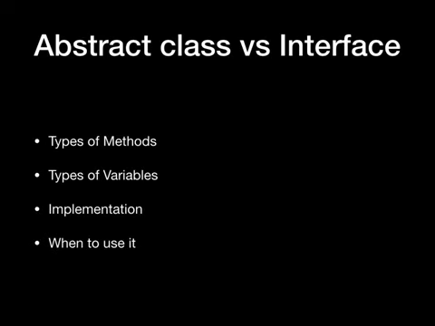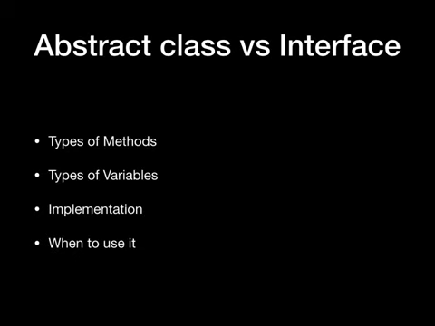Secondly, if you expect that classes that extend your abstract class have many common methods or fields or require access modifiers other than public, such as protected and private. Finally, if you want to declare non-static or non-final fields, this enables you to define methods that can access and modify the state of the object to which they belong. Then you should go ahead with abstract class.